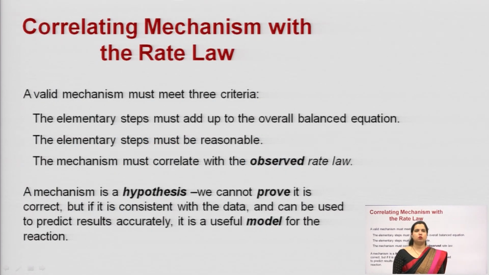So, correlating mechanism with the rate law, a valid mechanism must meet 3 criteria. Elementary steps must add up to the overall balanced equation, the equation should be balanced, and it must be reasonable and must correlate with the observed rate law. So, it must follow the physical laws for the rate of reactions. A mechanism is a hypothesis, we can't prove it is correct, but it is consistent with the data to establish that the particular reaction is following this type of mechanism and giving these appropriate products at the end. So, we can basically take it as a hypothesis, and it is a useful method for modeling the reactions.